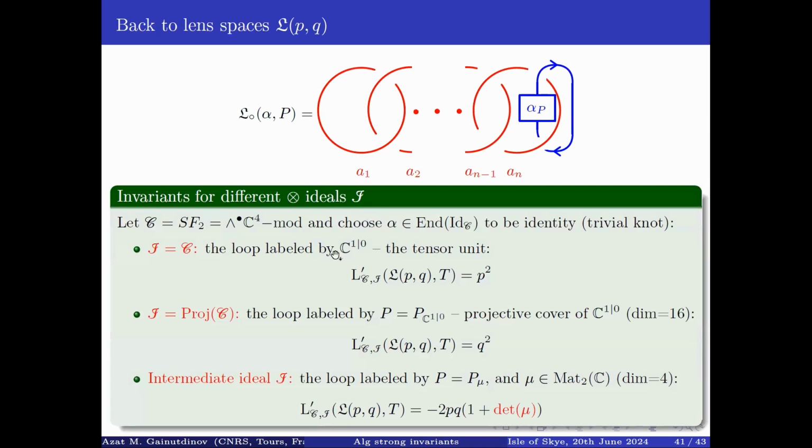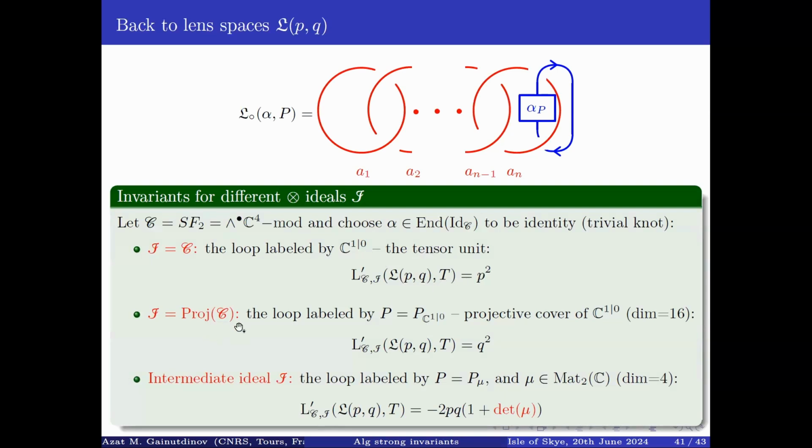And in this case, you don't have much choice. You can label by tensor unit, for example. And in this case, you get this Lubashenko invariant, which will be the order of the power of the fourth homology group. In this case, it's just P squared. The invariant of LPQ is P squared.